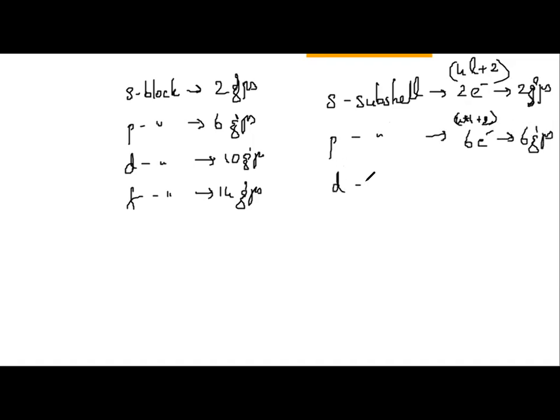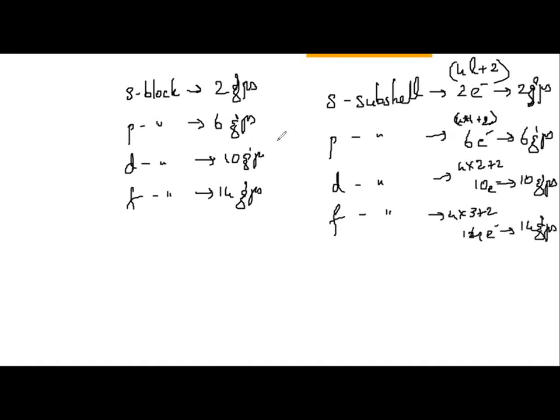D subshell can have a maximum of how many electrons? 4 into 2 plus 2. 4 twos are 8, 8 plus 2 is 10. Therefore, if D subshell can have 10 electrons, D block has got 10 groups. F subshell, 4 into 3 plus 2. 4 threes are 12, 12 plus 2 is 14. 14 electrons maximum, therefore 14 groups are allotted for F block in the modern periodic table.